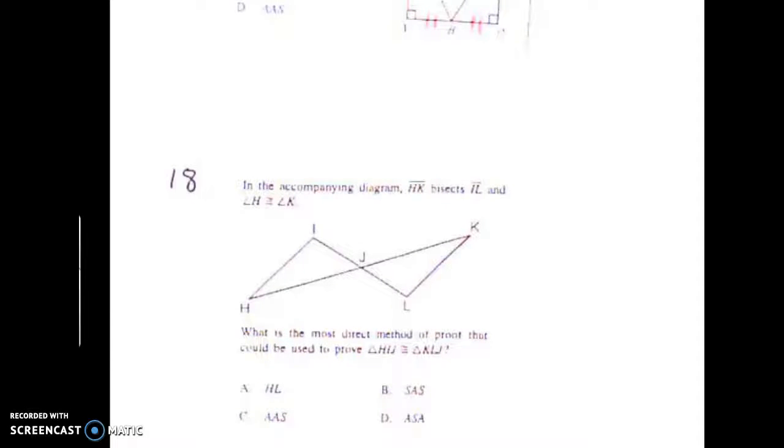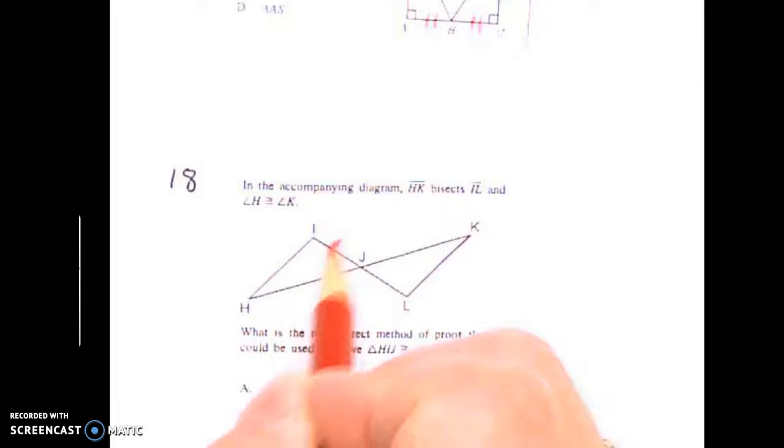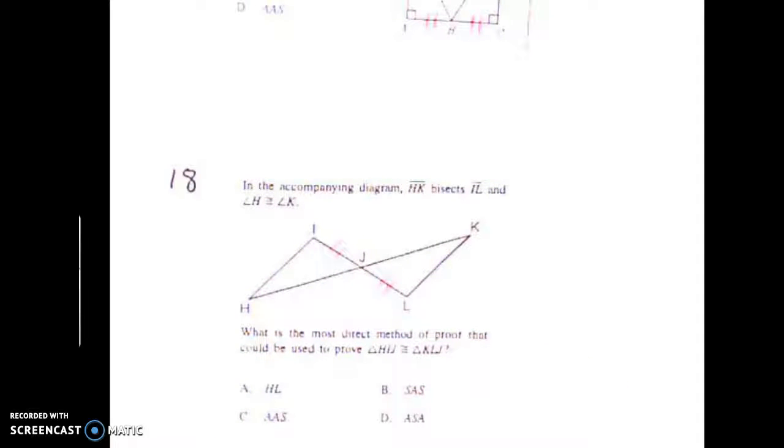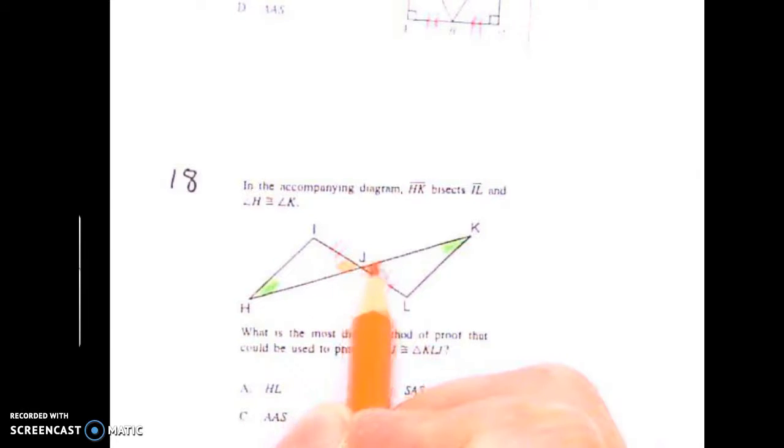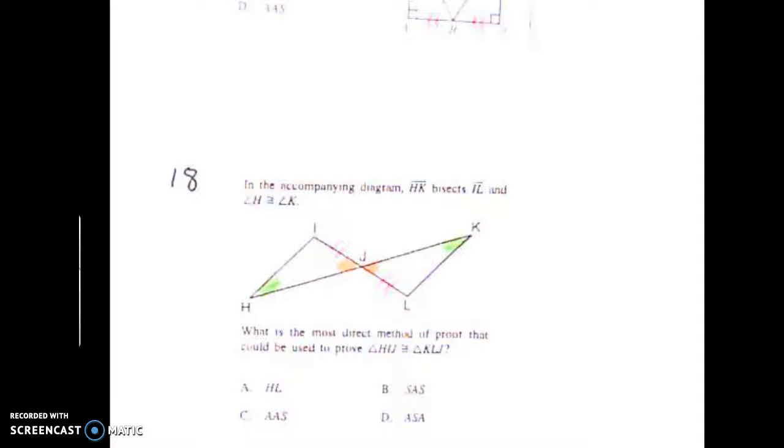If I look at question number 18, they're telling me that segment HK bisects segment IL. Just from that definition of bisects, I know that segment IJ and segment JL are congruent to each other. The other thing they tell me is that angle H is congruent to angle K. Because the diagram shows that I have intersecting lines, I know that I have vertical angles that are always congruent to each other, so I have another set of angles at J that are congruent.